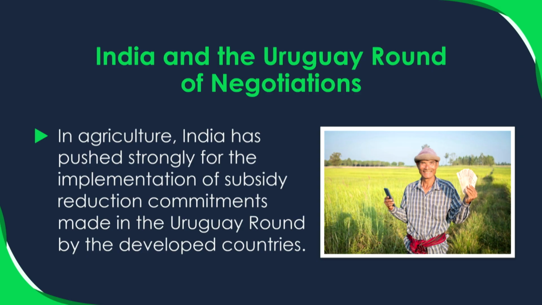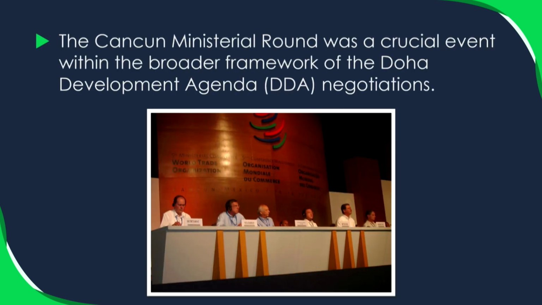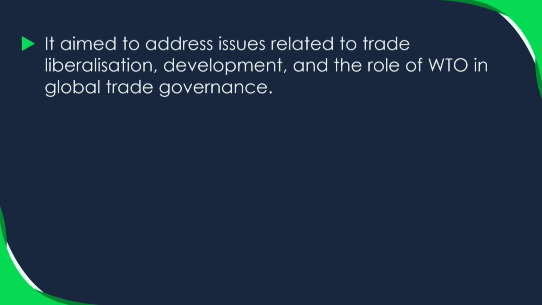In agriculture, India has pushed strongly for the implementation of subsidy reduction commitments made in the Uruguay round by the developed countries. The Cancun ministerial round was a crucial event within the broader framework of the Doha Development Agenda negotiations. It aimed to address issues related to trade liberalization, development and the role of the WTO in global trade governance.